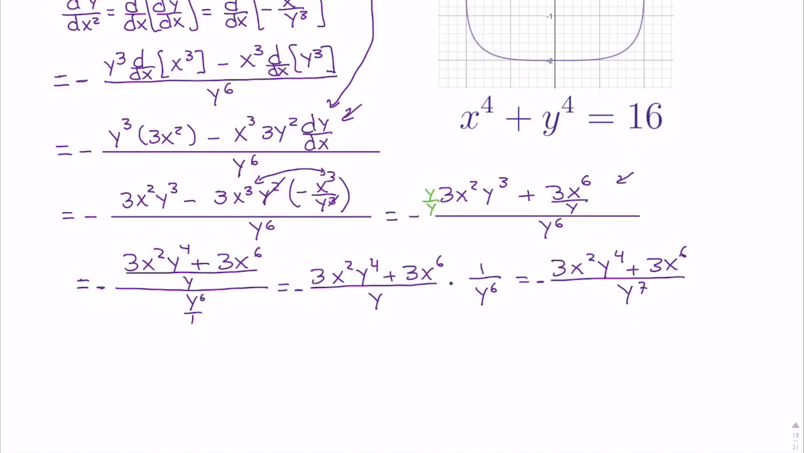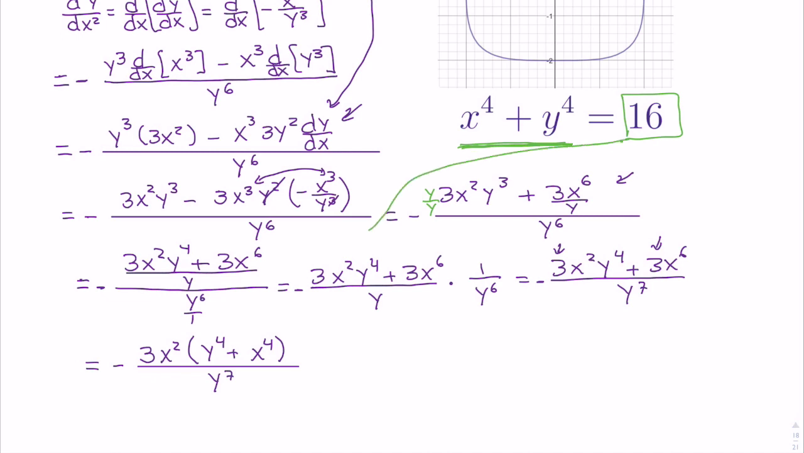Now look what I'm going to do. It's very interesting. And now I am going to factor everything that I can factor in the top. That is a 3 that repeats in both and an x squared that is in both. And then I'm left with y to the 4th power plus x to the 4th power. And look at this beauty. Look what x to the 4th power plus y to the 4th power is. It's just 16. So we may replace that 16 right here and makes everything prettier. Look at that. So our answer is going to be negative 48 x to the 2nd power over y to the 7th power. Isn't that nice?